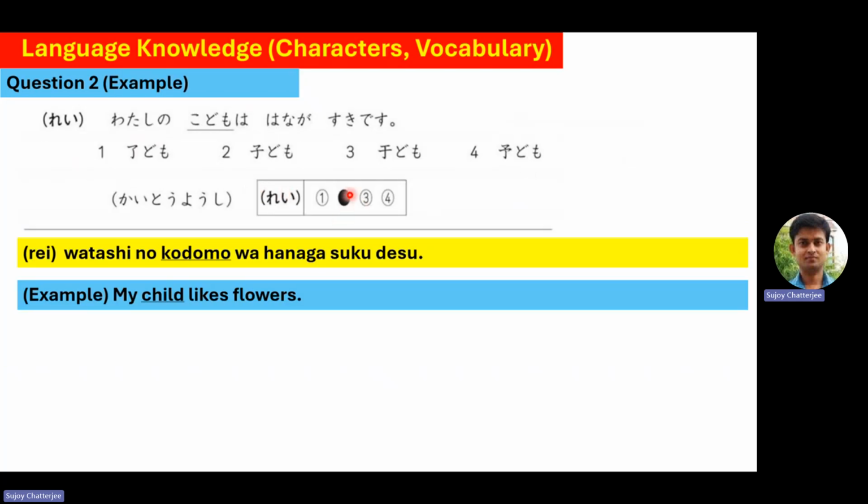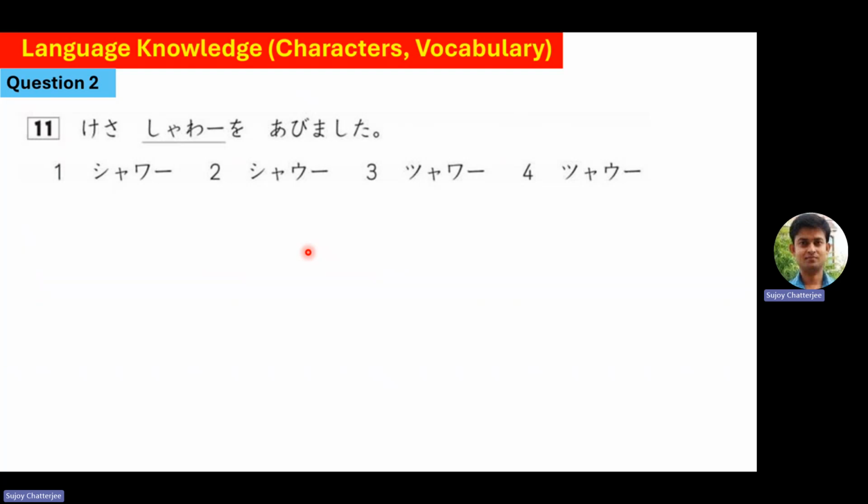So the answer is 2. It is marked as 2. So this is just an example. So now let's look at the first question.